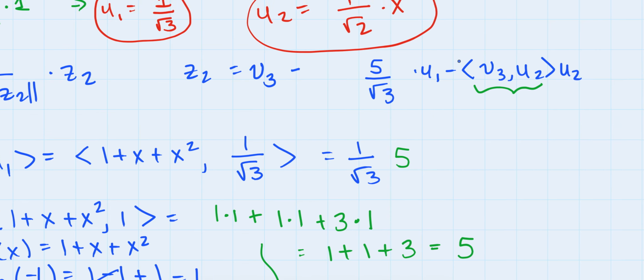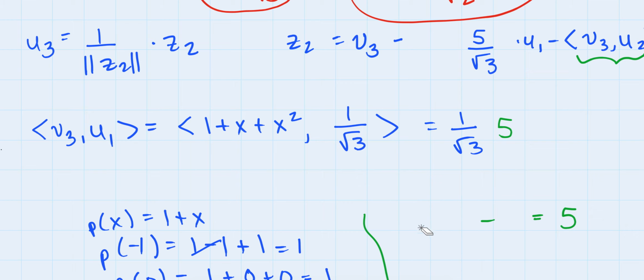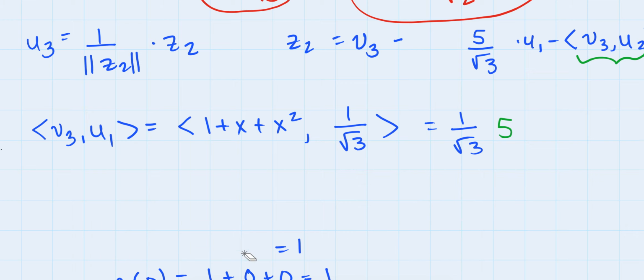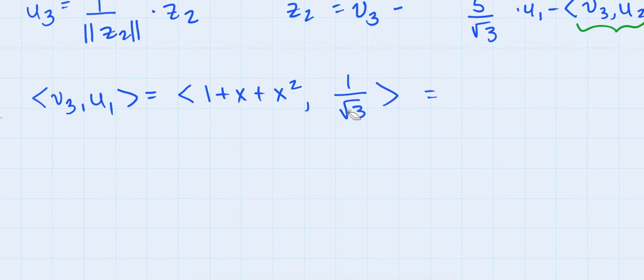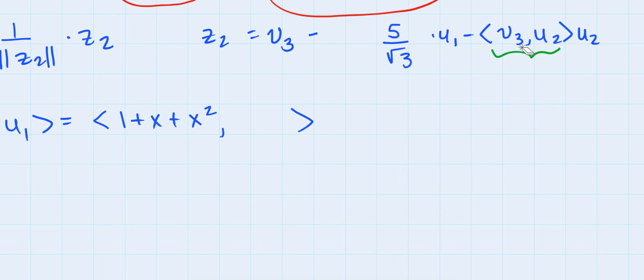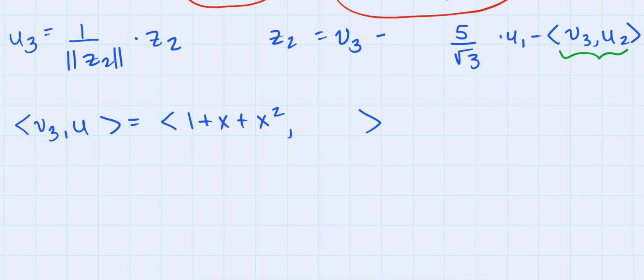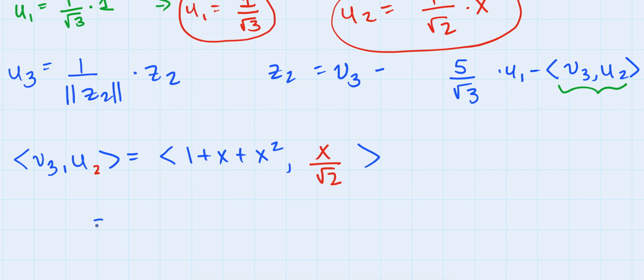Okay, now let's take care of this last one. So I'm just going to adjust this stuff. All right, so I need to figure out the inner product of v3 with u2. So I need v3 with u2. v3 is 1 plus x squared. u2 is x over root 2. And remember, I can take out these scalars, so I get 1 over root 2, the inner product of 1 plus x squared with x.